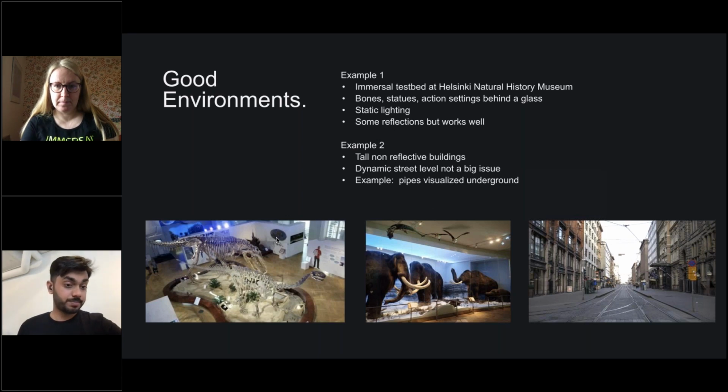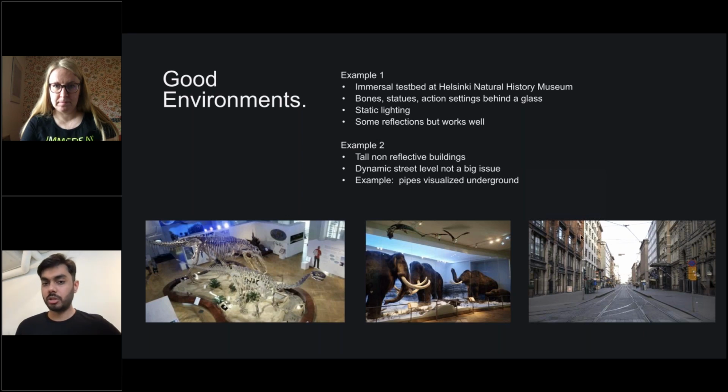The lighting was static because in museums the lighting is always the same, since everything is indoors, and everything worked perfectly because there are no reflective mirrors. Glass is fine, it will localize behind the glass, but if it is reflective, that can cause a problem. The second example is non-reflective buildings.